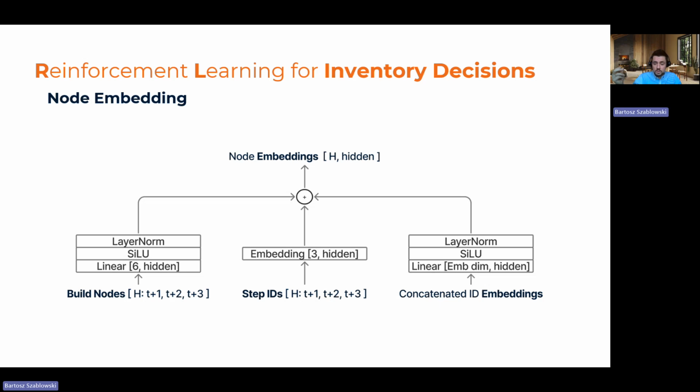We don't know how much in transit it will be for the last node, okay? In addition, I also add this projection from embeddings. So thanks to this free information, each node contains at the same time the inventory physics, the position in the decision horizon, and identity of the series.